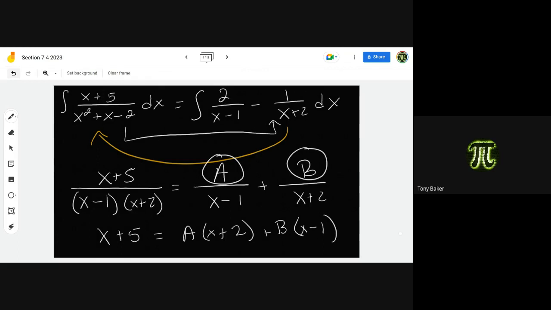So it's basically, again, we're just going backwards. We split the bottom up. So we're going to take the bottom and make it into each of the factors. In this case, I have two factors, the x minus 1 and the x plus 2. And I need something on the top that when I multiply to put them back together, they equal x plus 5. Okay?